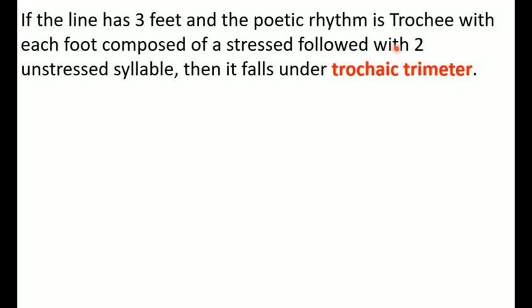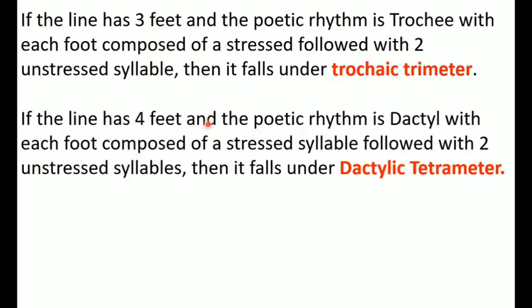with each foot composed of a stressed followed with unstressed syllables, then it falls under trochaic trimeter. Okay, remember that. Now, if it has 2 feet, then it is trochaic dimeter. If it has only 1 foot, then it is trochaic monometer. If it has 5 feet, then it is trochaic pentameter. Okay, now, if the line has 4 feet and the poetic rhythm is dactyl, with each foot composed of a stressed followed with 2 unstressed syllables, then it falls under dactylic tetrameter.